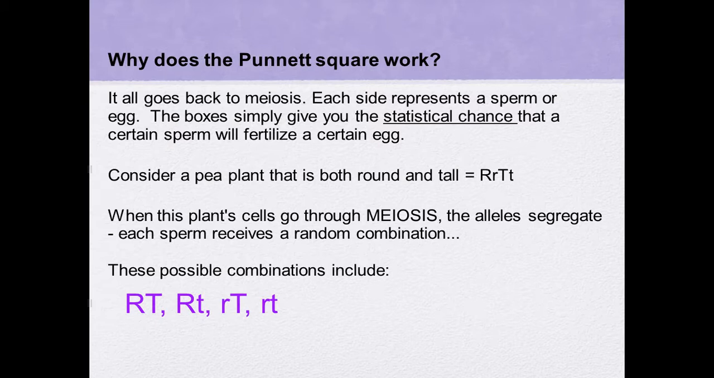Consider a pea plant that is both round and tall. Big R little r for round and big T little t for tall. When this plant's cells go through meiosis, the alleles segregate. Each sperm receives a random combination. The possible combinations could include big R big T, big R little t, little r big T, or little r little t. This is called a dihybrid cross because we're looking at both the traits of round and tall at the same time.